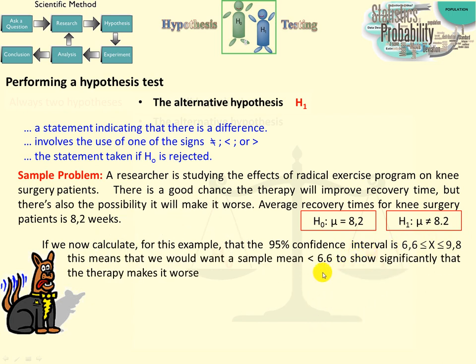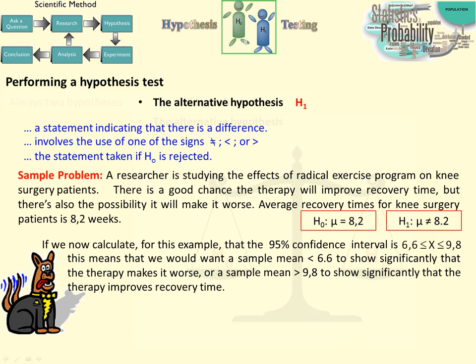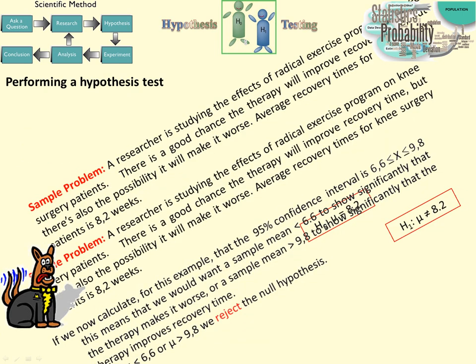Means we want a sample mean less than 6.6 to show significantly that the therapy makes it worse. So if it's less than 6.6, because that's what the mean should be by what we have, or greater than 9.8 to show significantly that the therapy improves time. So in other words, the null hypothesis is the status quo. H1 only works if it shows that, in fact, at the 95% confidence level, things have changed. And then we'd reject the null hypothesis.